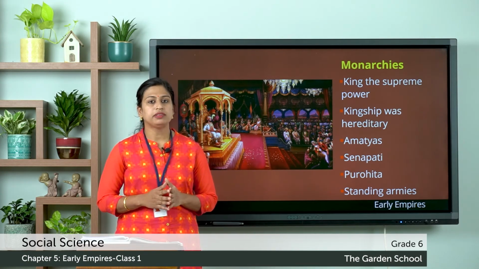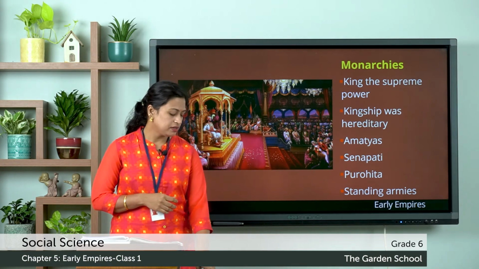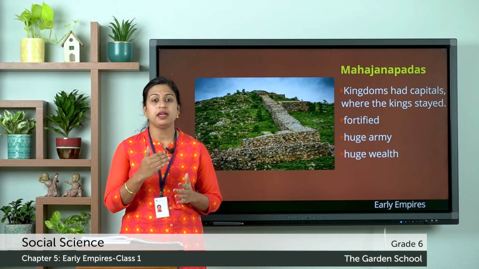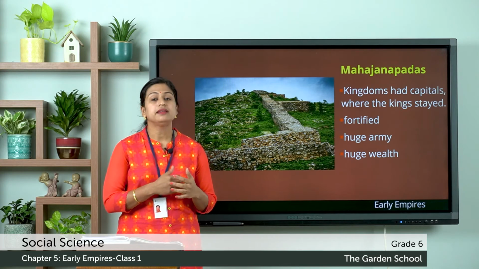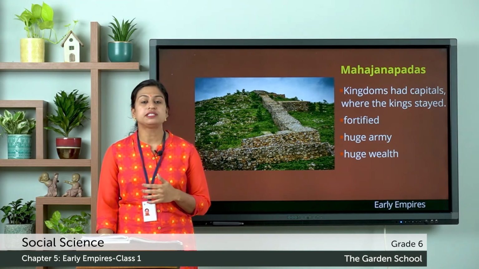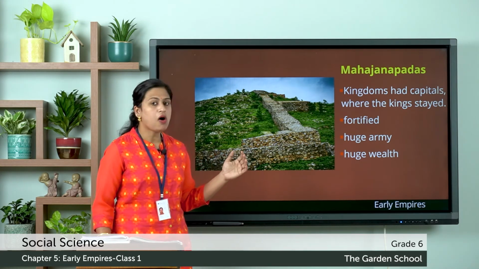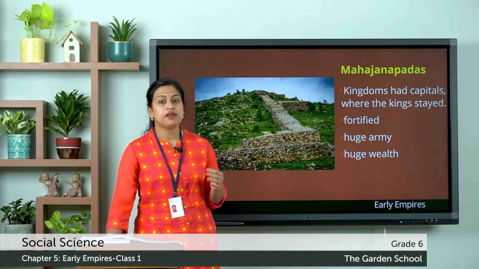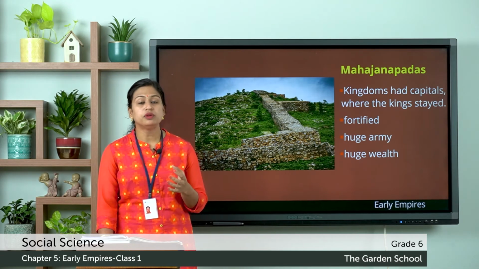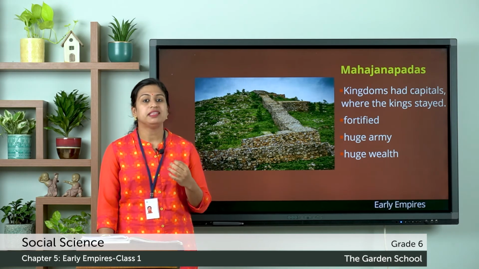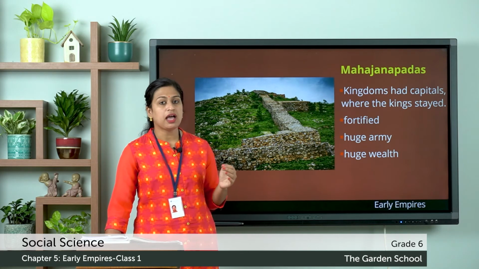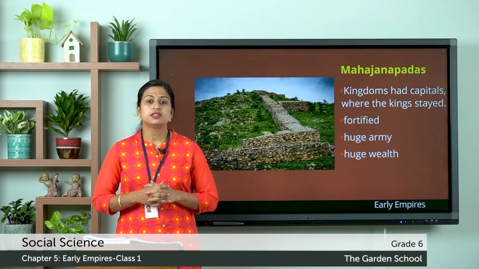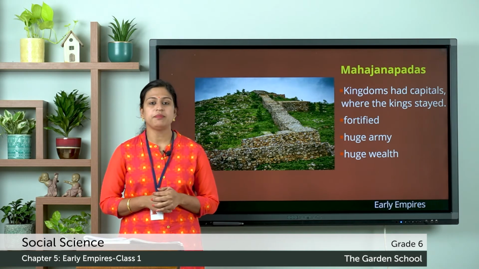So this was about the monarchy type of government. And here the Mahajanapadas had their own capitals where the king stayed, and it is the most developed region among all other places in this kingdom. And these capitals were also fortified with wood and bricks to protect from the enemies. And the king also had a huge army and wealth. That means they had everything. So this was about the monarchy type of government.